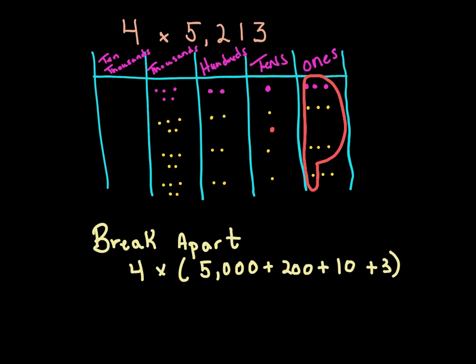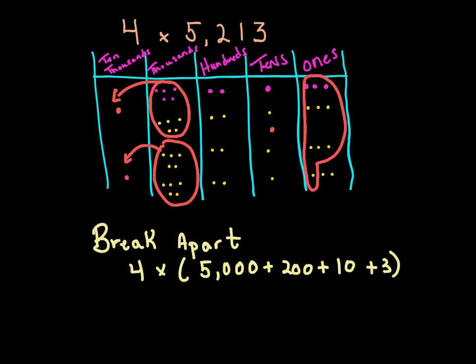Let's try the hundreds now. 1, 2, 3, 4, 5, 6, 7, 8. Nothing to give over. The thousands look crowded, so let's try that one. 1, 2, 3, 4, 5, 6, 7, 8, 9, 10. Here's one group, and we're going to give it over to the 10,000s. We got 1, 2, 3, 4, 5, 6, 7, 8, 9, 10. Here's another group that we're going to bring over to the 10,000s.